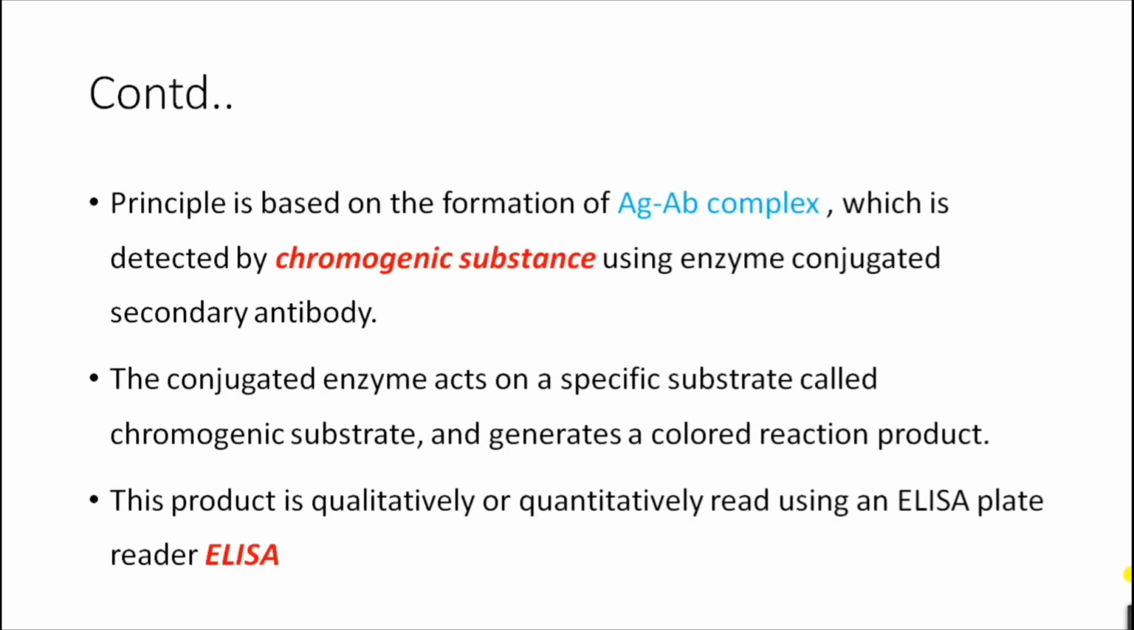The principle is based on the formation of antigen antibody complex, which is detected by a chromogenic or colored substance using an enzyme conjugated with a secondary antibody. This conjugated enzyme will act on a specific substrate, called a chromogenic substrate, and generates a colored end product. This product can be read qualitatively or quantitatively using an ELISA plate reader.